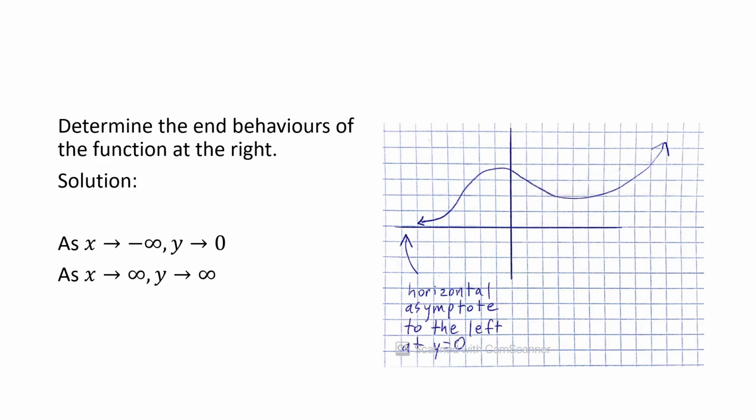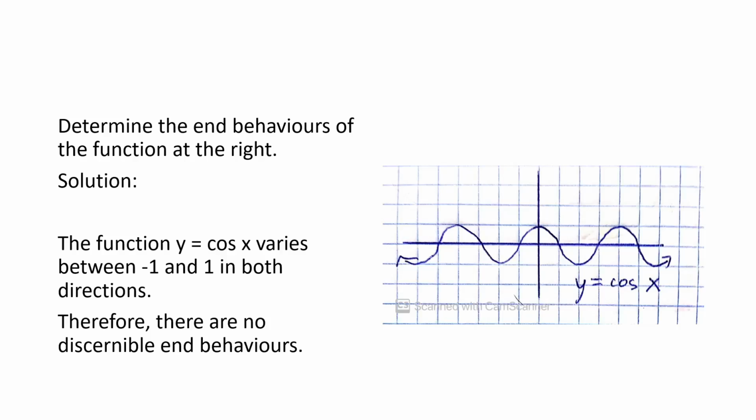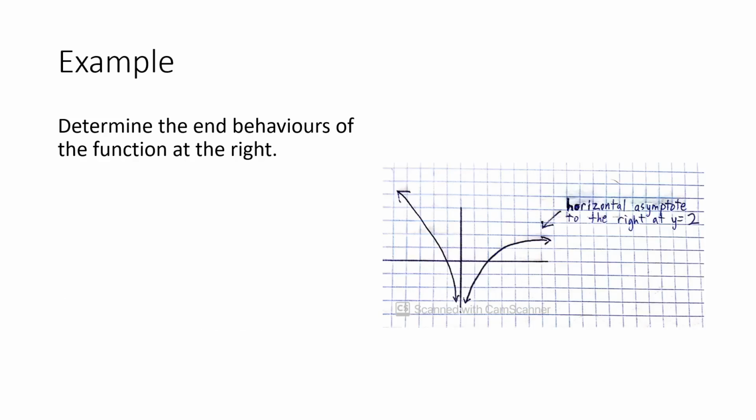And so this is a description of limits. So as x goes to negative infinity, y gets closer and closer to 0. And as x goes to positive infinity, y goes closer and closer to infinity. We've just described the end behavior. How about this curve? y equals cos x. We're familiar with this one. Well, the function y equals cos x varies between -1 and 1 in both directions. Therefore, there are no discernible end behaviors.